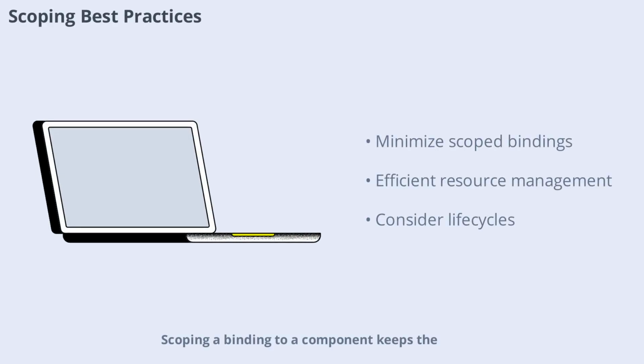Scoping a binding to a component keeps the provided object in memory until the component is destroyed. While this can be useful for maintaining state, it also increases memory usage. Minimize the use of scoped bindings in your application to ensure efficient resource management. Always consider the life cycle of your components when applying scopes.